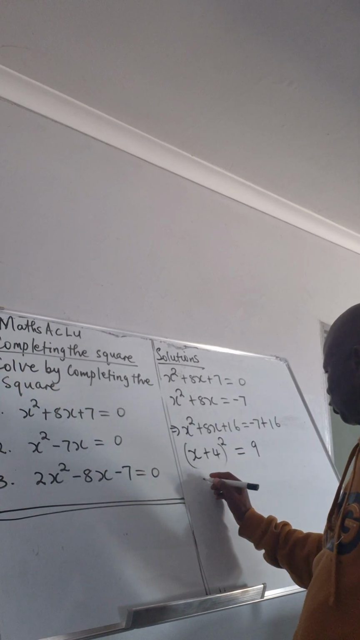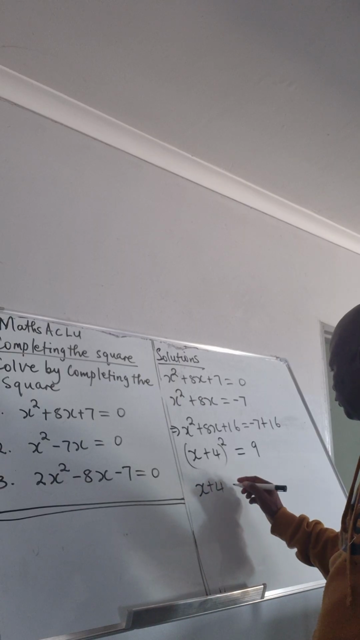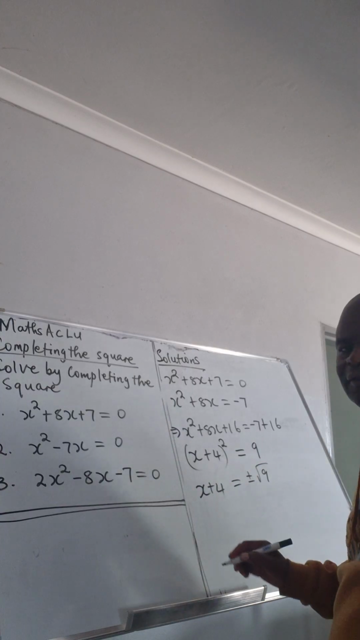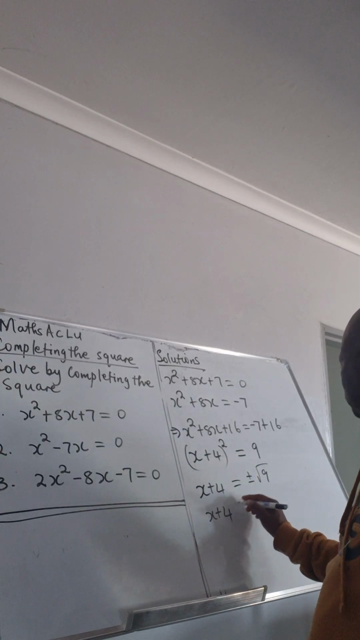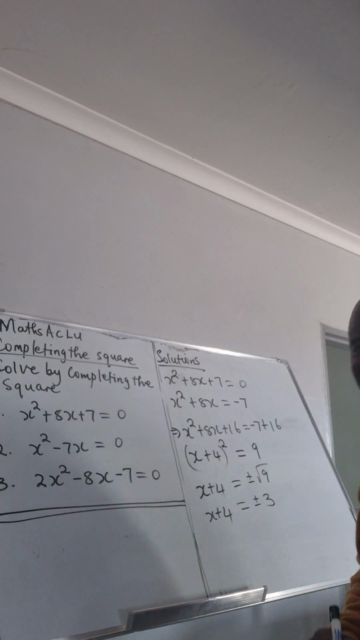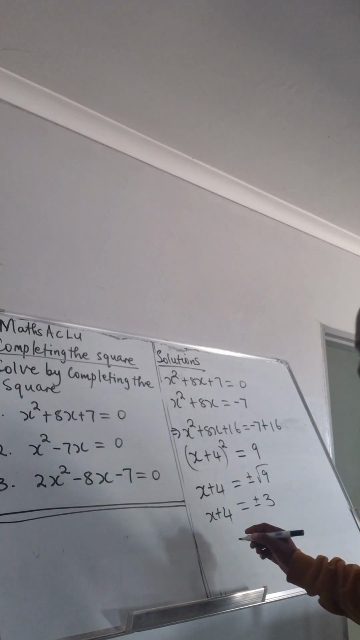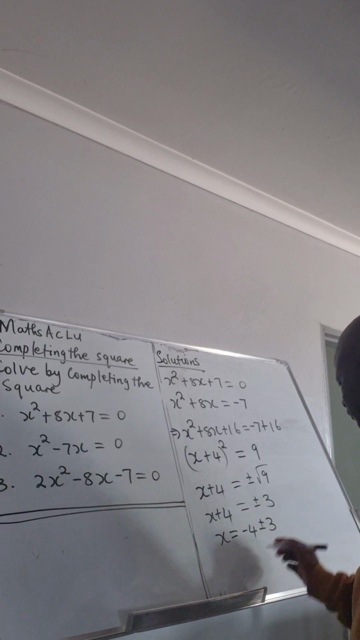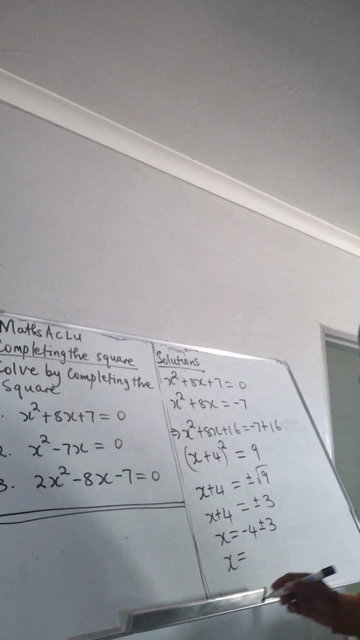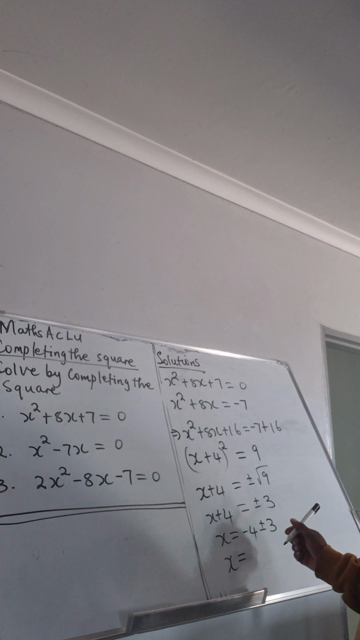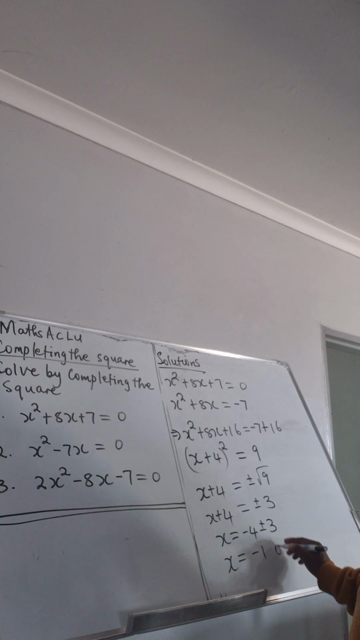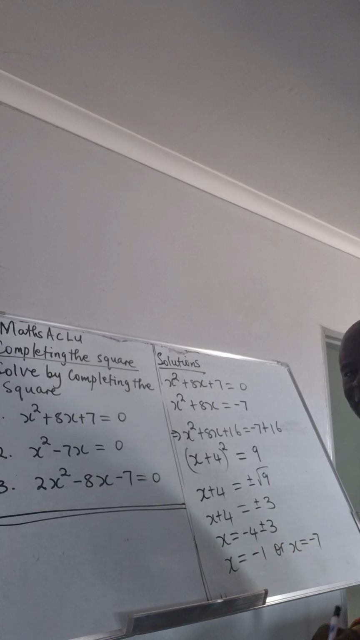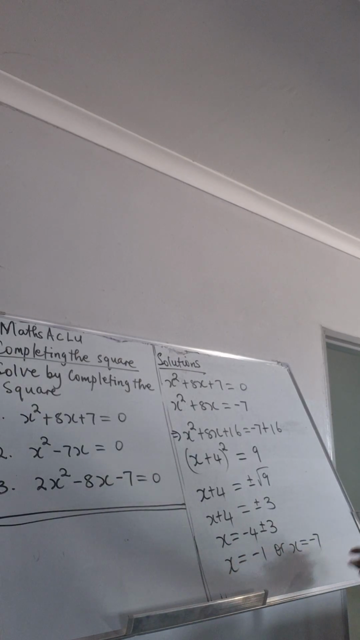So now take square roots on both sides. X plus 4 is equal to plus or minus root 9. So x plus 4 is equal to plus or minus 3. Then take the 4 to that side, x equal to minus 4 plus or minus 3. So x is equal to minus 4 plus 3, which is minus 1, or x equal to minus 4 minus 3, which is minus 7. So that is your solution.